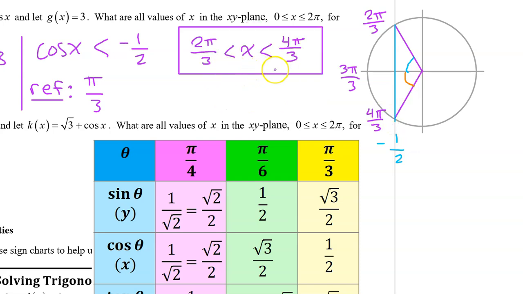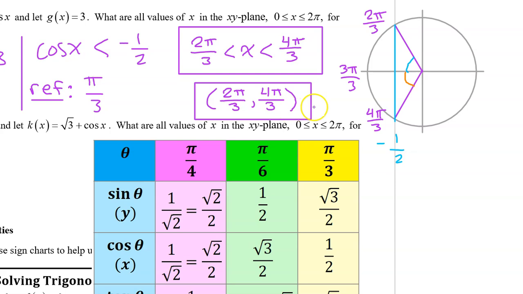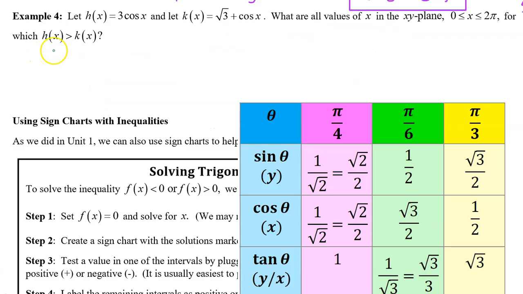You can write your solution as an inequality like this, or using interval notation like this. Notice that this time we are using parentheses instead of brackets to show that the endpoints are not included. We want the values of x that will cause cosine, the horizontal displacement, to be less than negative 1/2, not equal to negative 1/2. The horizontal displacement is equal to negative 1/2 at these endpoints, so they should not be included, thus parentheses.